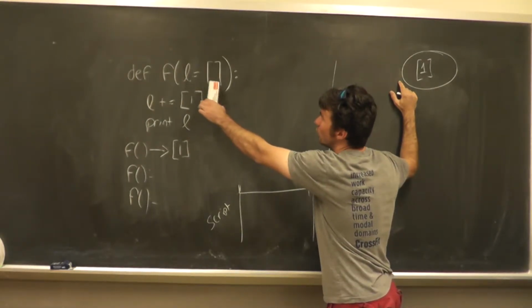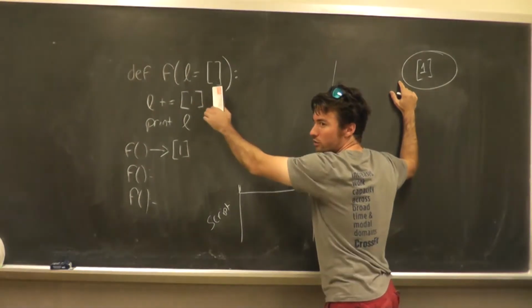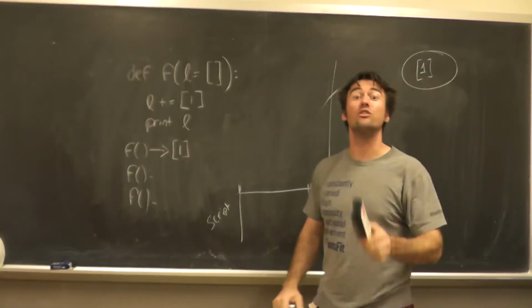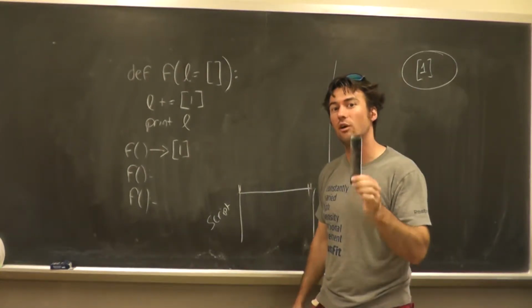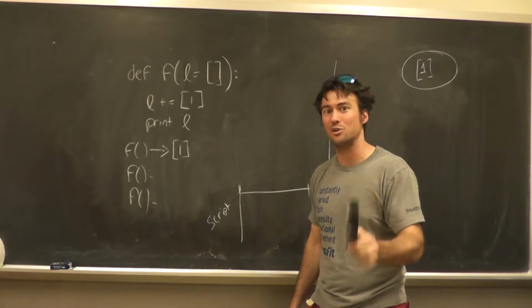This object only gets created once. This is really what I should say. It says something about, no, this is what it says exactly. It says the default value is only evaluated once.